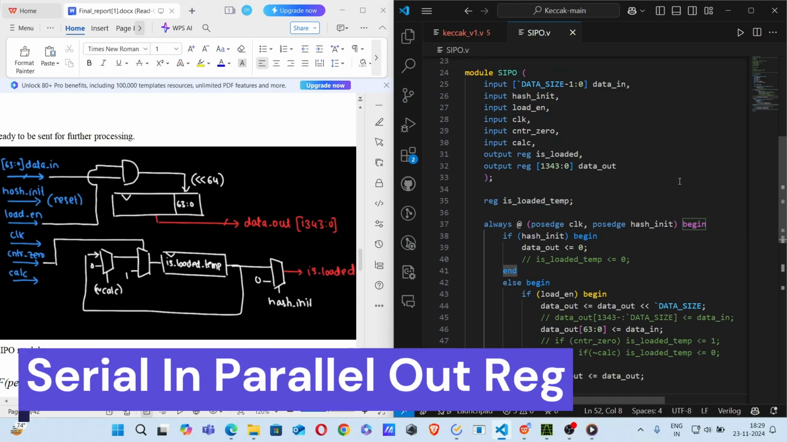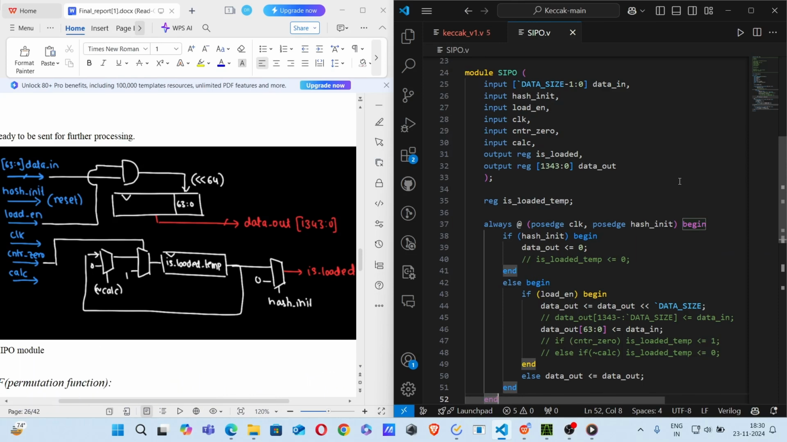Now I will explain the CPO, serial in parallel out module. This module precedes the F permutation module and follows the pattern module. It takes in 64 bits of data in. There is an input called hash in it, which serves as the reset for this module. There is a load enable signal. There is also a clock, and there is a counter 0 signal from the pattern module. This signals up to when the CPO must continue loading in data.